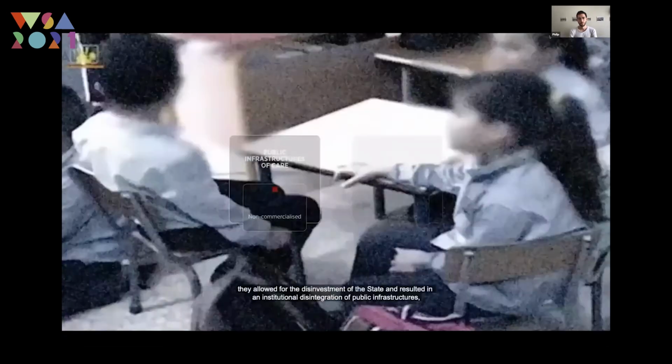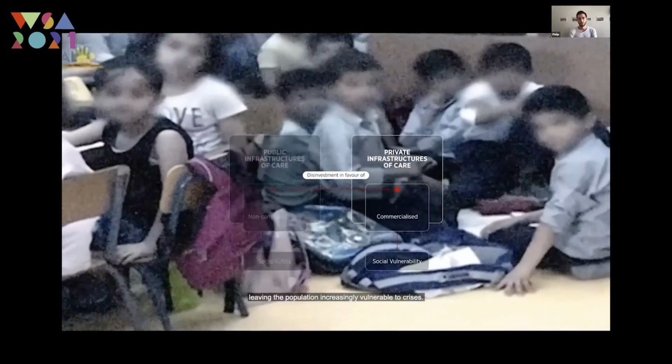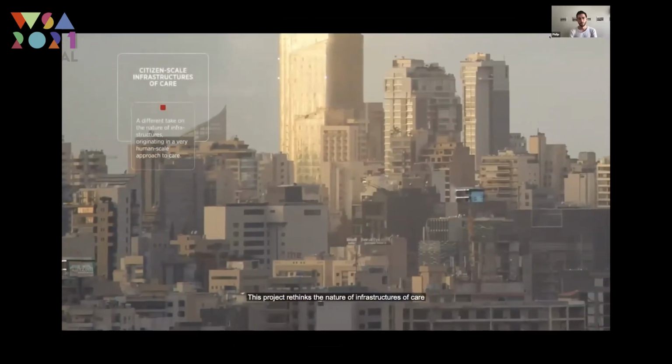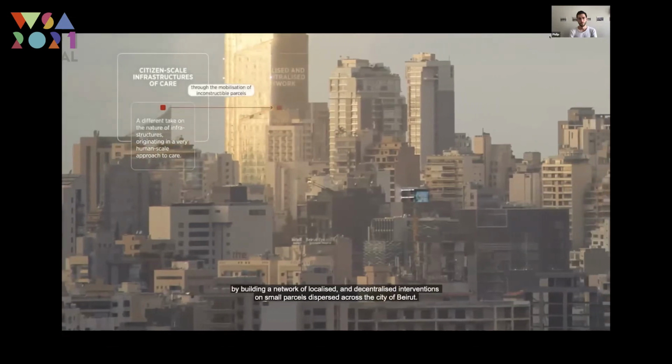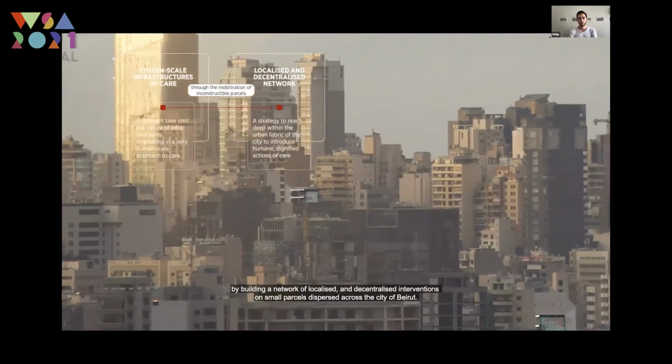While both these manifestations feed from one another, they allowed for the disinvestment of the state and resulted in an institutional disintegration of public infrastructures, leaving the population increasingly vulnerable to crises. This project rethinks the nature of infrastructures of care by building a network of localized and decentralized interventions on small parcels dispersed across the city of Beirut.